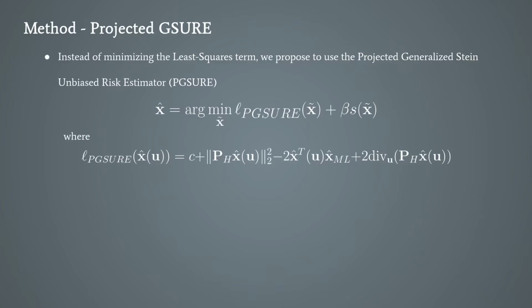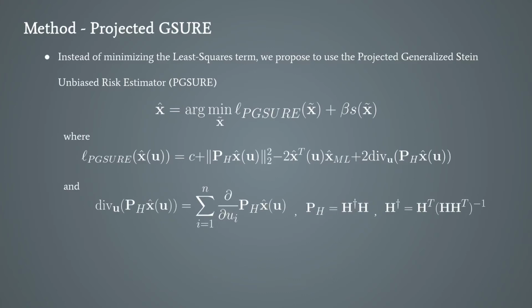The second term is the norm of the estimated image projected on the image of H. The third term is a correlation between the reconstructed image and the maximum likelihood estimator. And the last term is the divergence of the estimator with respect to U, which is given by the following expression. For the considered model, we use the following U and maximum likelihood estimator.